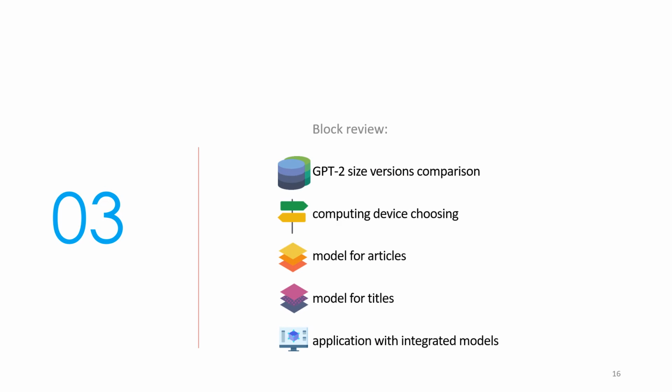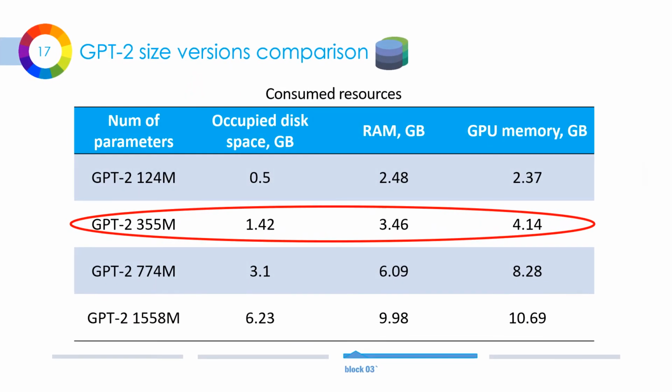Topic number 3 is about model training. Because of the resources needed for these versions of models and the quality of output, we decided to use a middle version of the GPT-2 model with 355 million parameters. The quality of these generated texts you can see in the article, or maybe by using some of these models yourself.